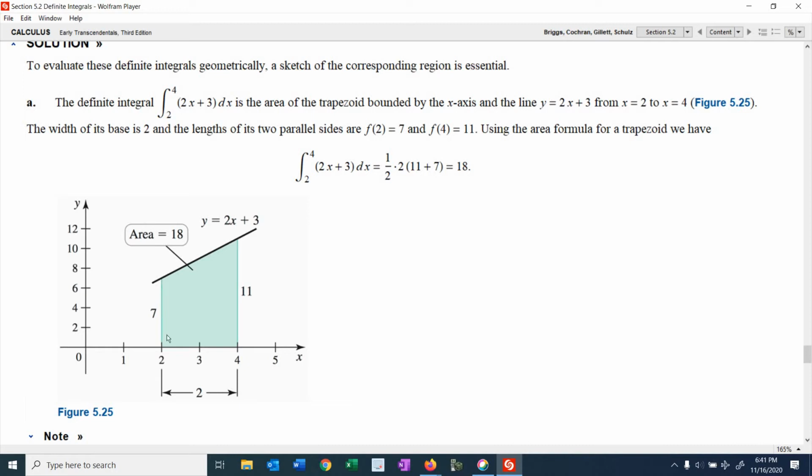Height over here, h1, you can find by plugging 2 into the function. Notice when you plug a 2 in, you get a 7 out. So that means this distance here must be 7 units long. So that's h1. Of course, for h2, you can plug a 4 into the function and you get an 11 out. So h2 must be 11.